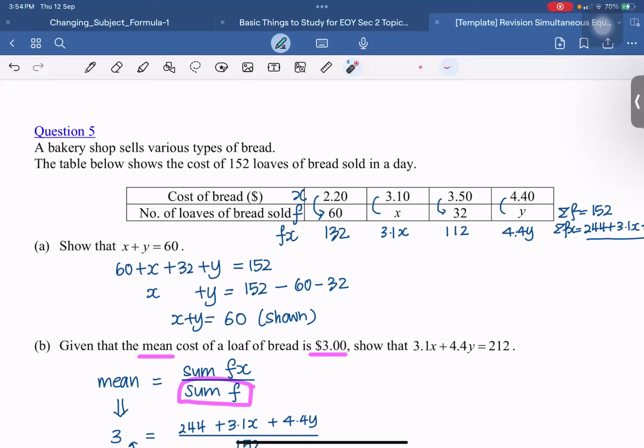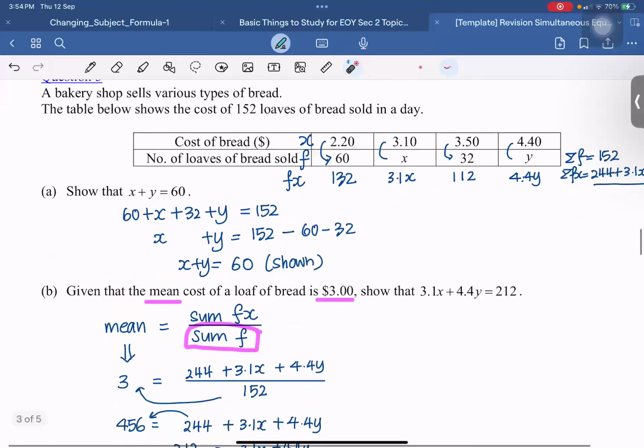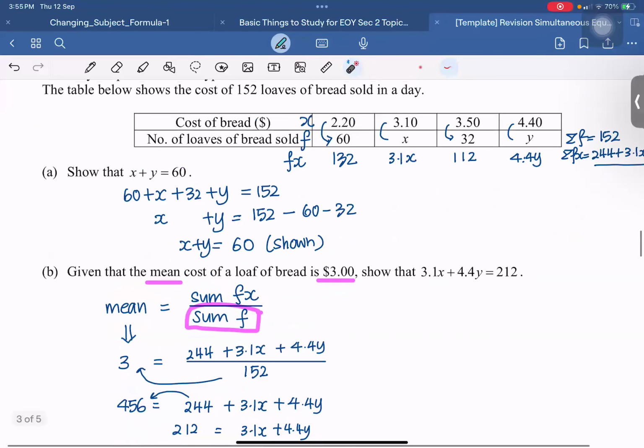Are you okay with the first part of the information? Okay, nobody says anything, then I continue. The second part, then you start to become a bit blur.